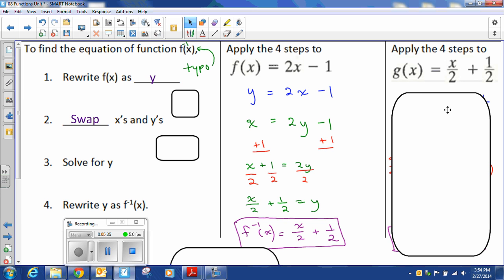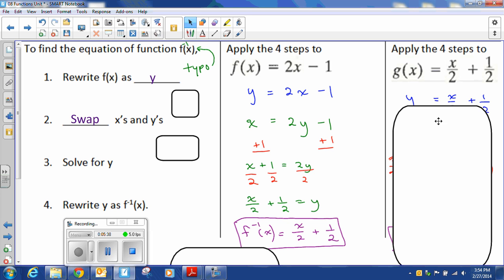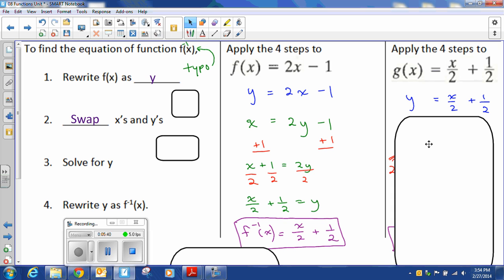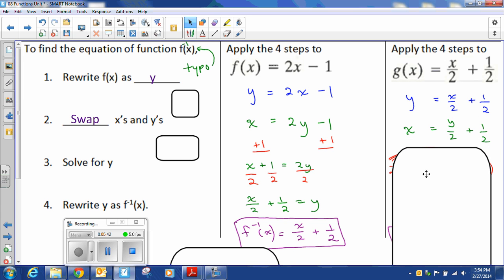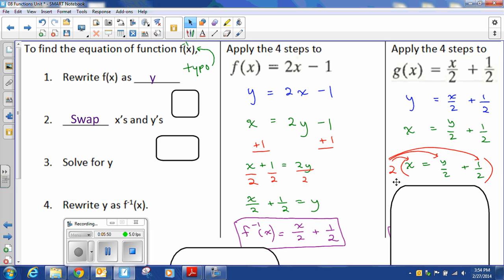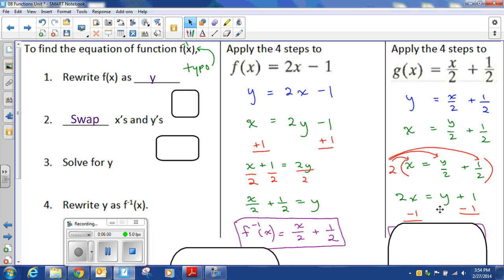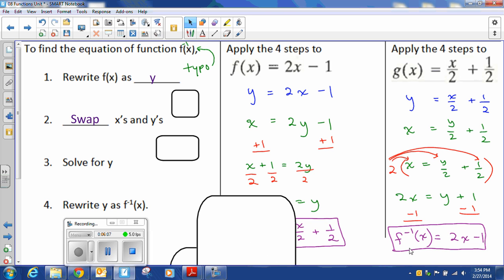Now doing the same steps to g of x, we're going to rewrite g of x with a y, swap the variables. Here's our x and y, so now we have x equals y over 2 plus 1/2. And I'm going to multiply everything by 2 because that will eliminate the fractions down here. The denominators will just cancel out. And we end up with 2x equals y plus 1. One step away, subtract both sides by 1, we end up with y equals 2x minus 1.